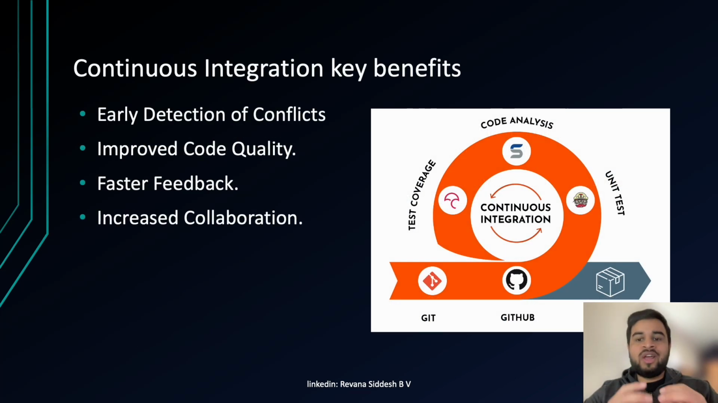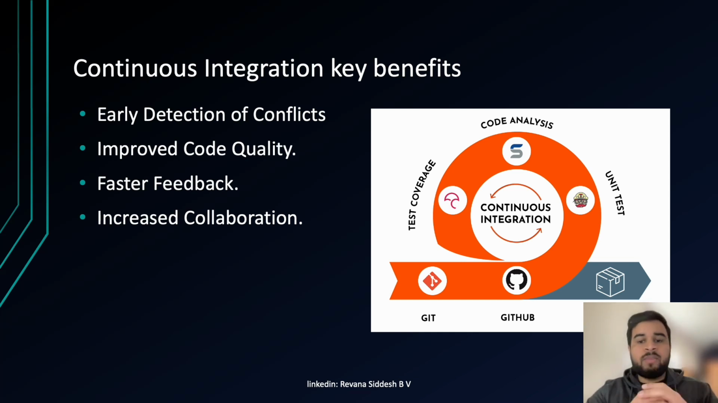So, following are some of the key benefits of continuous integration. Early detection of conflicts. CI helps to detect conflicts and integrate code changes early in the development process, reducing the risk of integration issues and making it easier to resolve conflicts. The second one, improved code quality. By integrating code changes regularly, CI helps to catch and fix bugs and issues early in the development process. This leads to higher quality code.